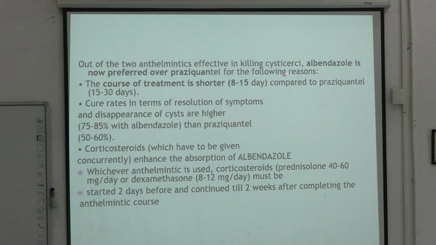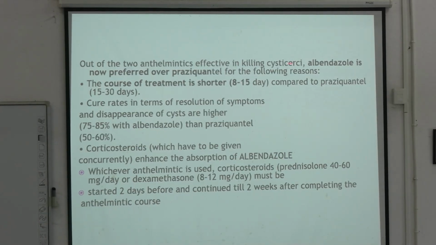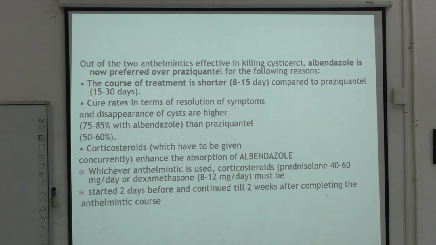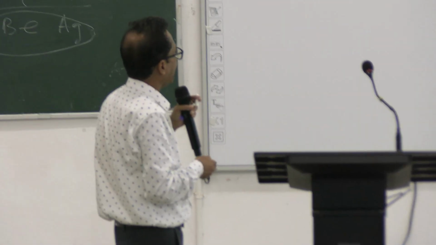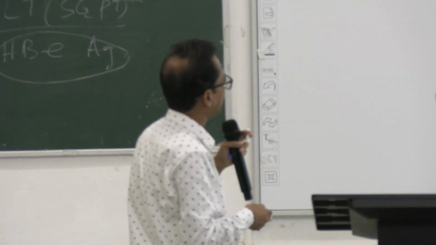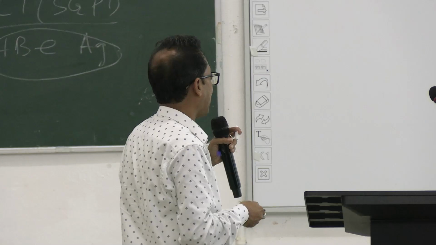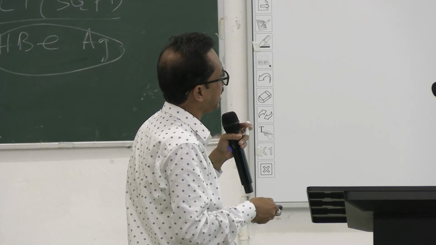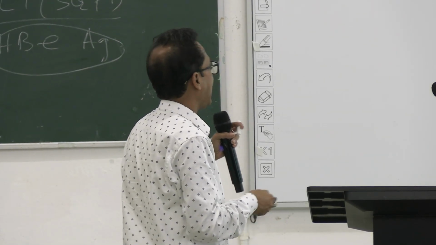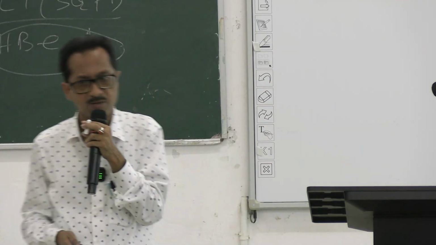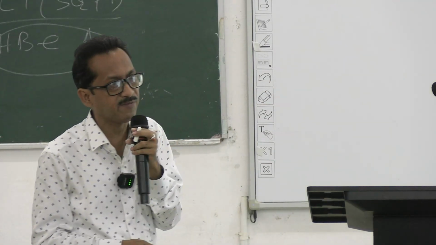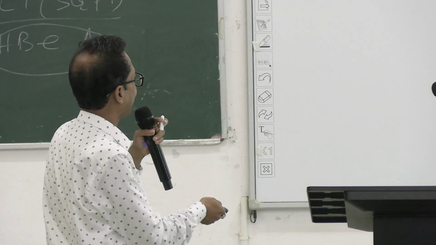Over praziquantel, the course of treatment is shorter, 8 to 15 days compared to 15 to 30 days. The cure rate is high, 75 to 80% with albendazole, and praziquantel 50 to 60%. Corticosteroids should be given; they reduce the perilesional edema and also enhance the absorption of albendazole. So steroid should be given along with albendazole.